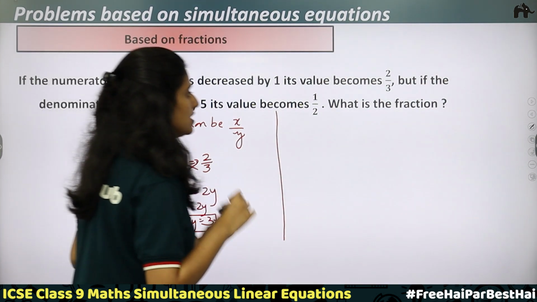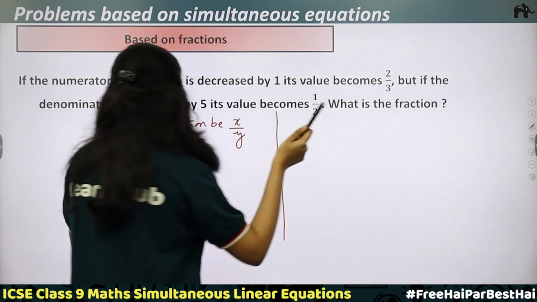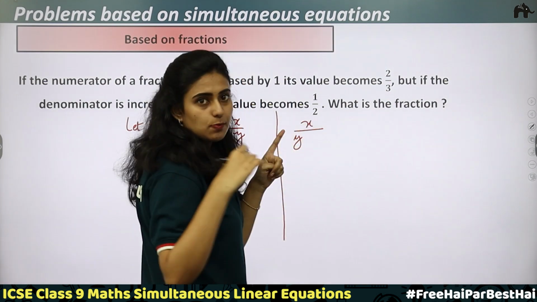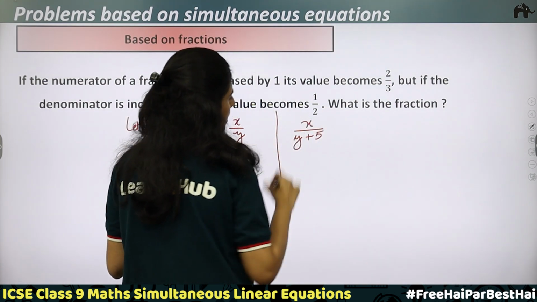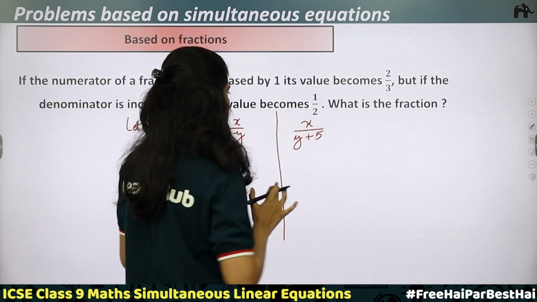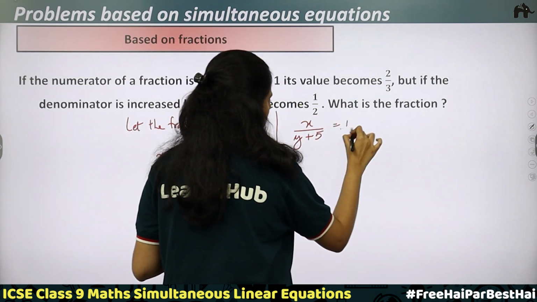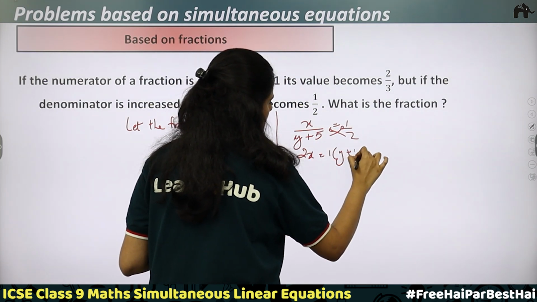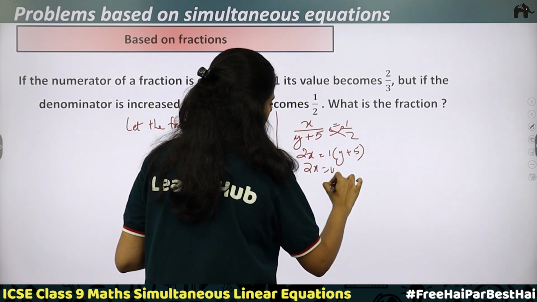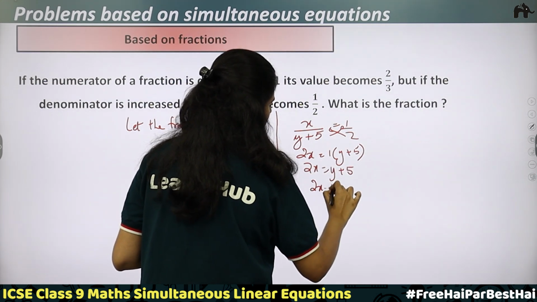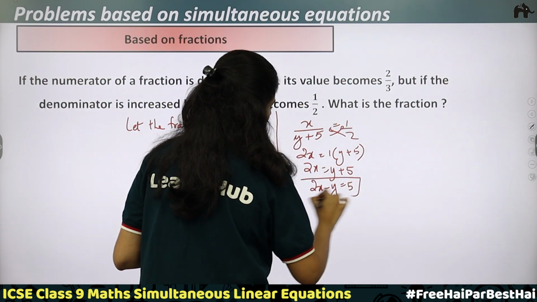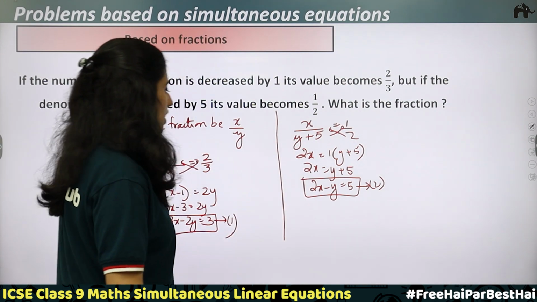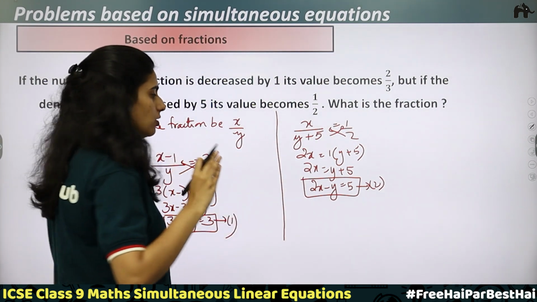Now to get the second equation. But if the denominator is increased by 5, which means the numerator is same, denominator is increased by 5, adding 5 to the denominator, it becomes y plus 5. The value becomes 1 by 2. Again cross multiplying, 2x is equal to 1 into y plus 5, 2x is equal to y plus 5, 2x minus y is equal to 5. This is the second equation. Now we'll solve these equations to get the values of x and y.